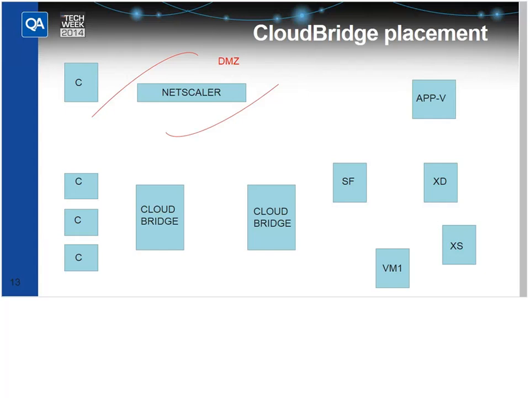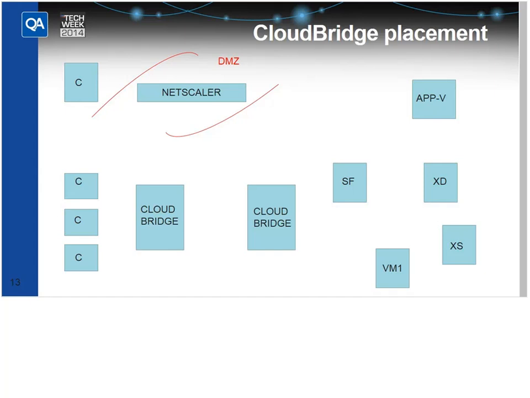But as you can see here, I've drawn a couple of little boxes, or attempted to. We have a couple of clients down here on the left-hand side, a NetScaler appliance within a DMZ, a couple of CloudBridge appliances, and then I went down the XenDesktop route on the right-hand side. There's a StoreFront box, XenDesktop, XenServer, virtual machine number 1, and just a little App-V appliance over here at the top.